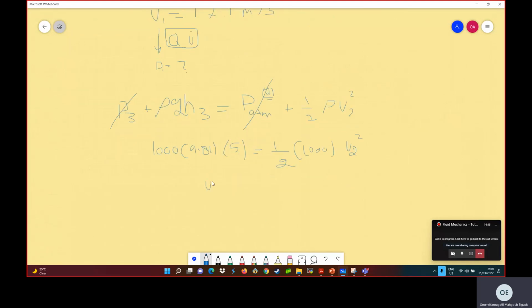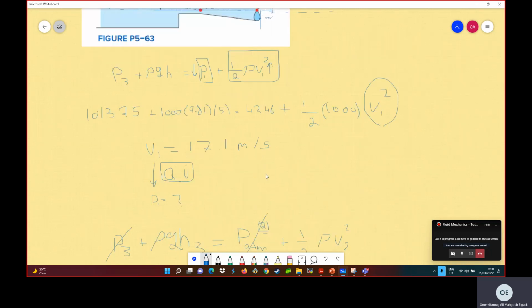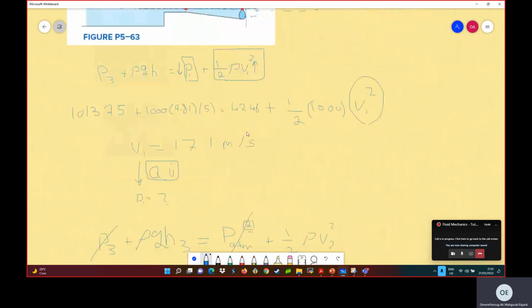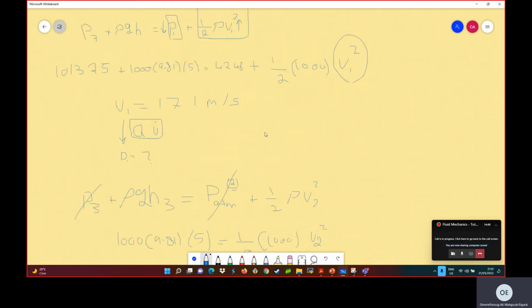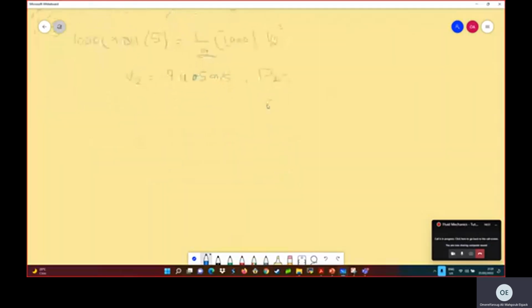Okay, V2 is equal to 9.905 meters per second, and I am given in the question the diameter at 0.2. Therefore, I can find D2, which is equal to 15 centimeters.